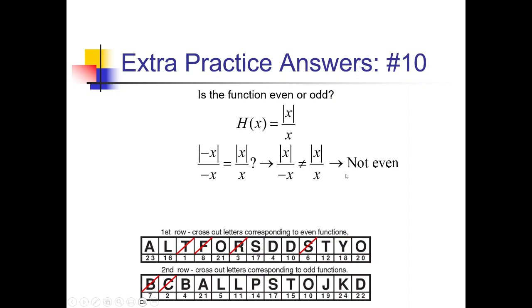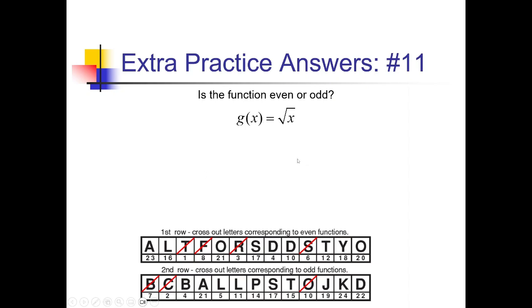So it's not even. For the odd test, I'm still plugging in negative x, and I'm asking if it negates the entire expression, if I end up with negative absolute value of x over x. So this absolute value up here is still going to give me a positive x. This negative could get transferred to the whole fraction since there's now only one negative in this fraction. And I can write the left side as negative absolute value of x over x. That matches what I thought the right side should end up with if this were an odd function. So this is odd, and I'm going to cross off the letter above 10 in the bottom row, which is right here, this O.